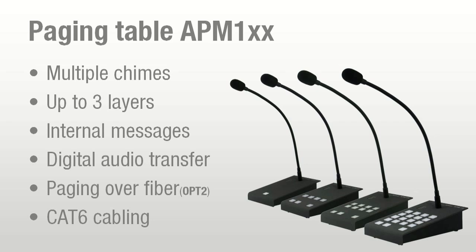The paging table. It can contain multiple chimes. We can program up to 3 layers in the APM 116. It can hold internal messages for evacuation. It also digitizes audio locally in the table and sends it digital to the M2. Paging can be done over fiber to other R2s and M2s, and also all cabling is done by Cat6 cabling.